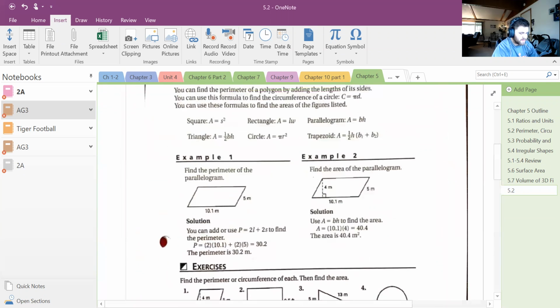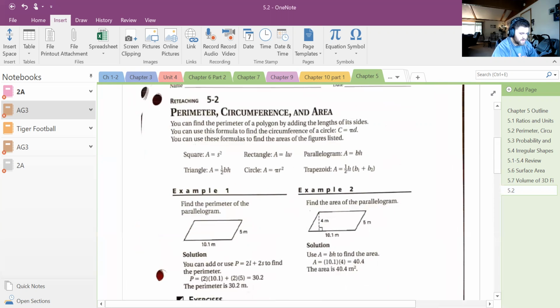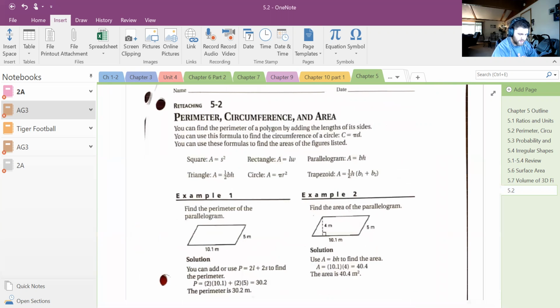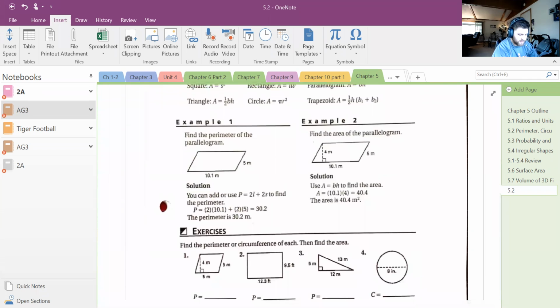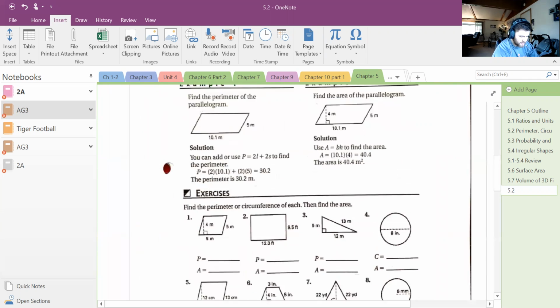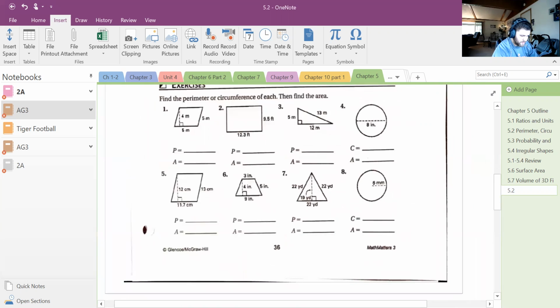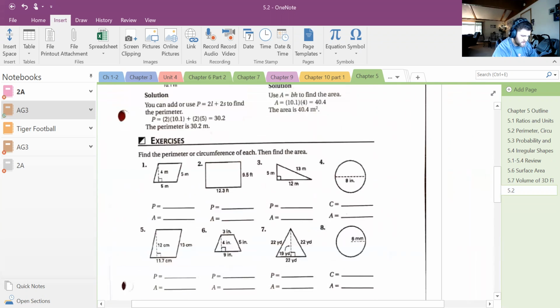Okay, so I think instead of going through notes, I'm just going to do the reteaching side of your homework. I like the reteaching sides. It's just examples. All I need is examples. So at the end of the year, might as well do some of your homework. I'm a nice guy, you know?